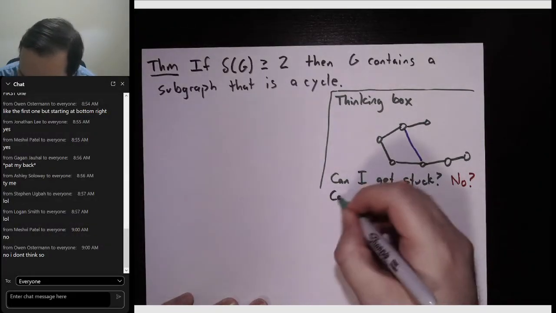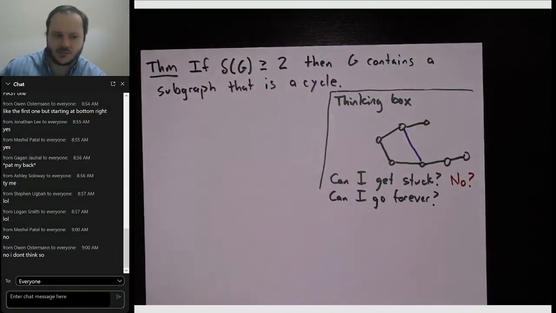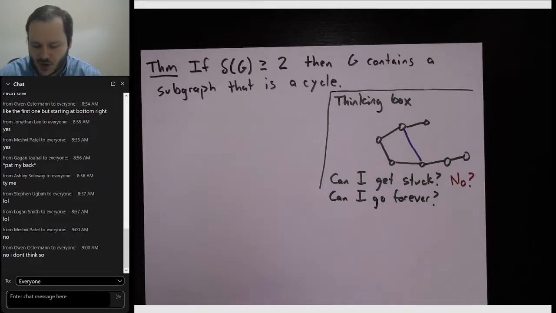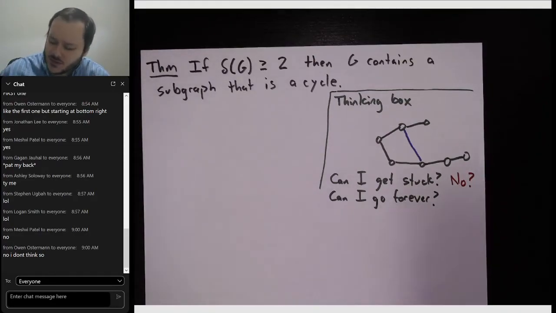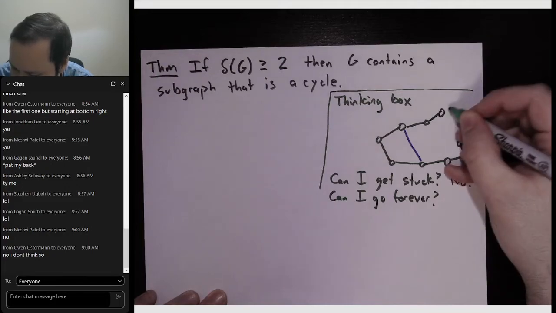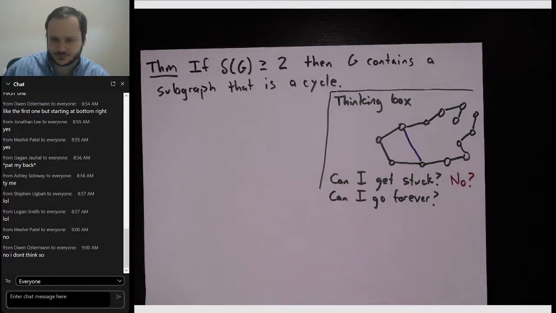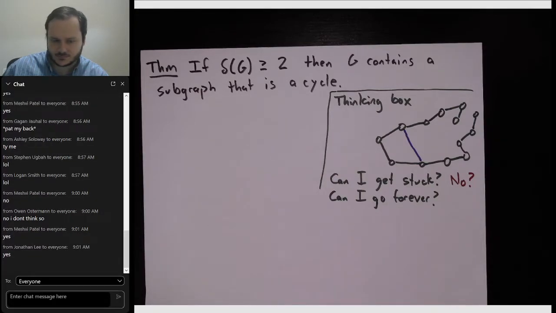And then second question, can I go forever? If it's not possible for me to get stuck, if I can't say, okay, I've done this process for a while and now there's no way to keep going, I'm saying I don't think that can happen. The other thing that might go wrong is I just keep going forever. I just keep adding vertex after vertex after vertex, forever and ever and ever. Is that a concern? I mean, maybe. Seems like I can keep going forever.